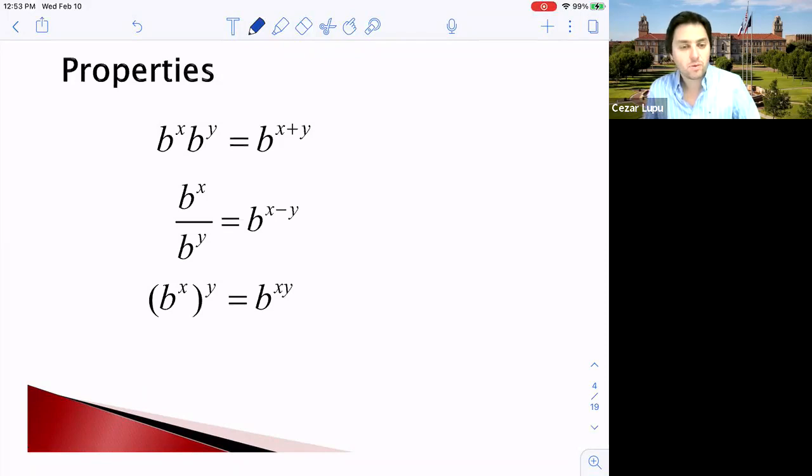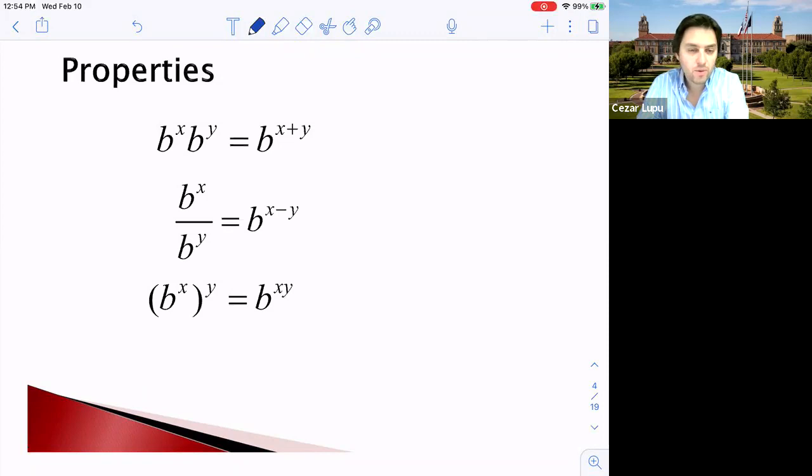The same thing goes when you divide the two, right? b to the power x over b to the power y is b to the power x minus y. So in this case, you divide two exponentials with the same base, and the result is that the base will stay the same, and you will subtract the exponents. So that's what you're going to do, right?